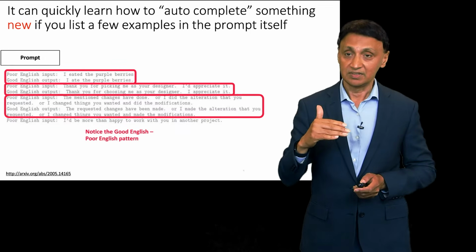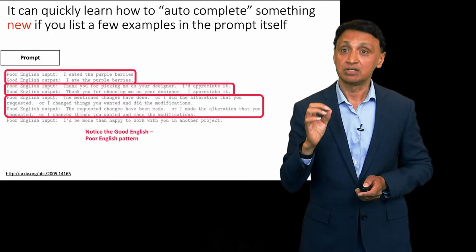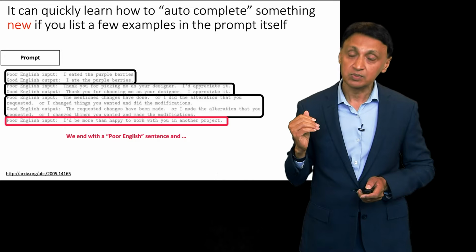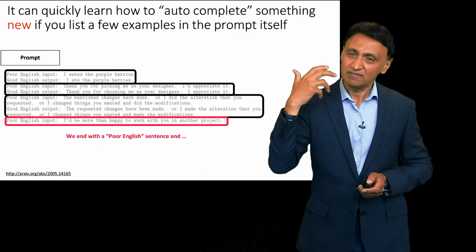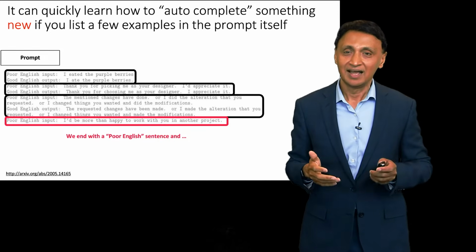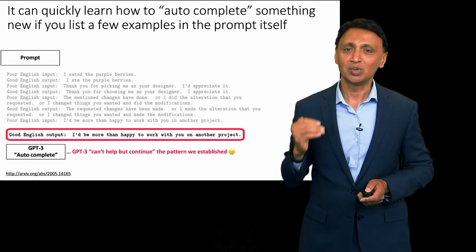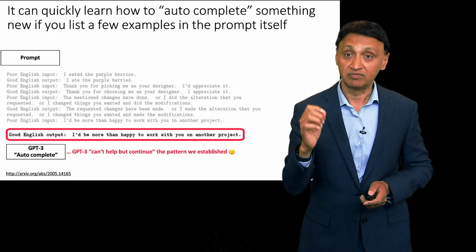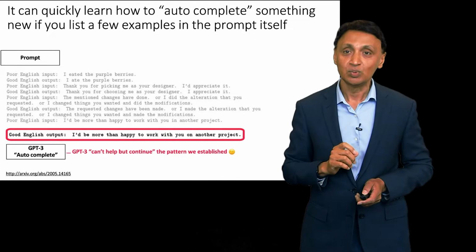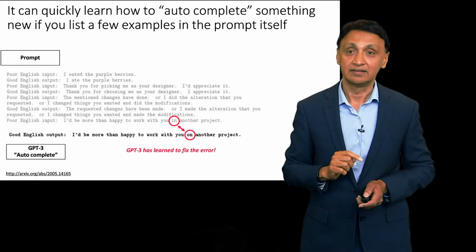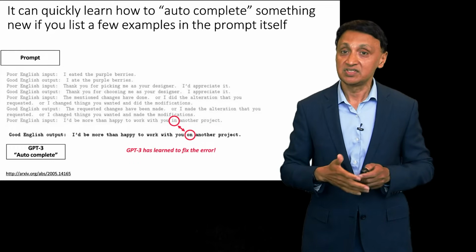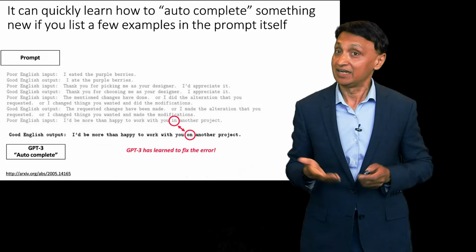You give it these three examples, and then you end with just a poor English input. You feed this prompt into GPT-3. It has sensed the poor, good, poor, good, poor, good pattern here, and it almost cannot help but auto-complete the good English version of the poor English input you just fed it. Strikingly, you will notice that it has learned to fix the error. So this is an example of an unanticipated ability. The researchers did not expect it to be able to do this, but it can.